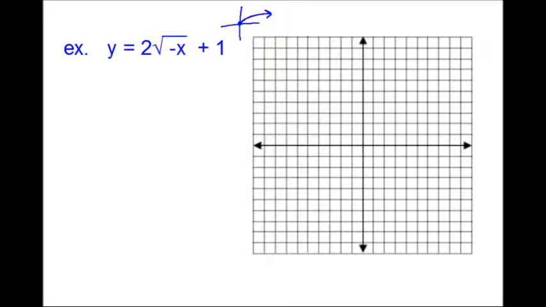And again, I like to handle my shifts first, so this +1 right here, again, it's not underneath the symbol, so it is being open and honest, and it's going to send us up 1. So instead of the origin being our starting point, as per usual, we're going to start 1 above that. Then from there, I've got this 2, which we've talked about as vertical stretching before.